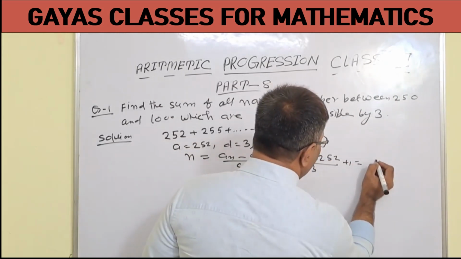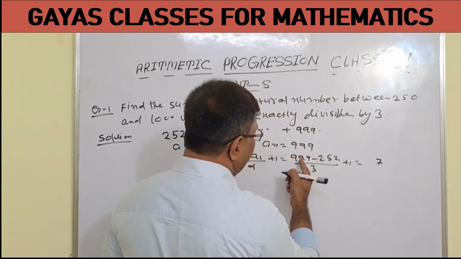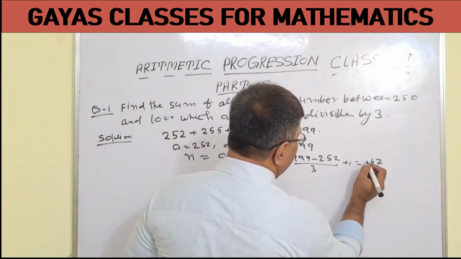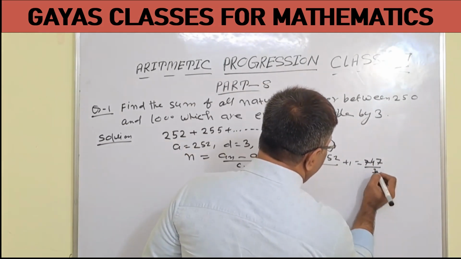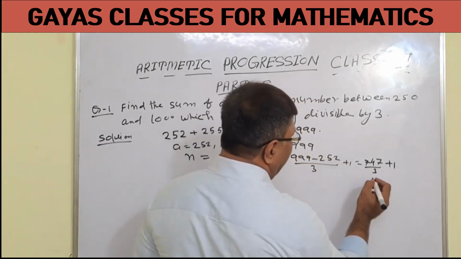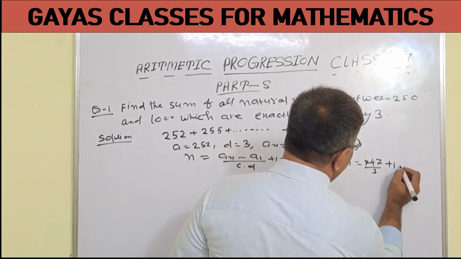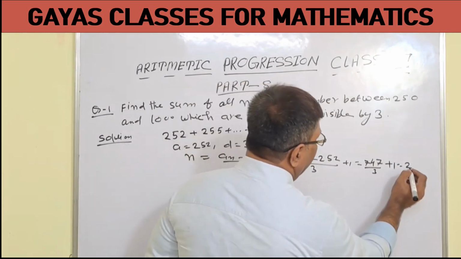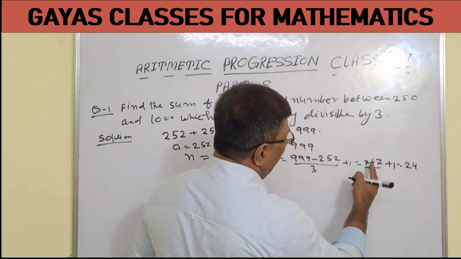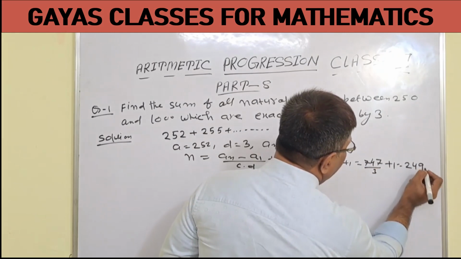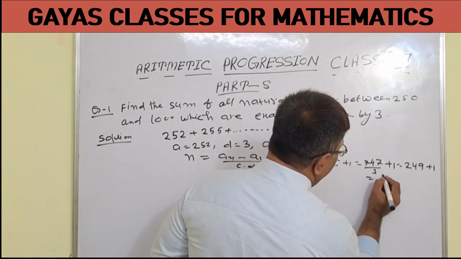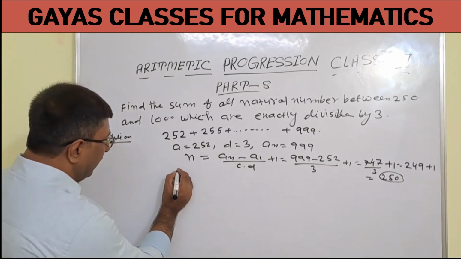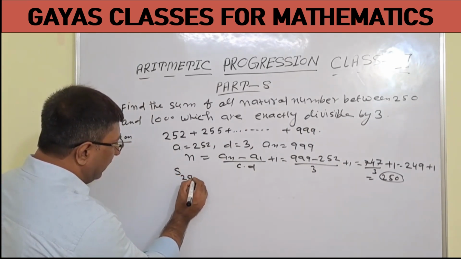So 9 minus 2 is 7, and 9 minus 5 is 4, and 9 minus 2 is again 7, so 747 upon 3, plus 1. When we divide this number, 3 2s are 6, remainder 1, 14; 3 4s are 12, remainder 2, 27; 3 9s are 27. So the total number of terms is 250. Now we need the sum of these 250 terms.